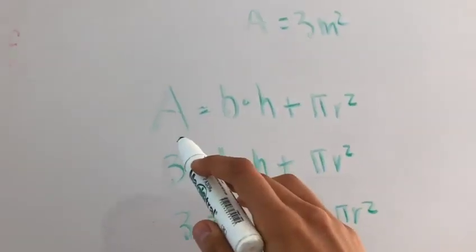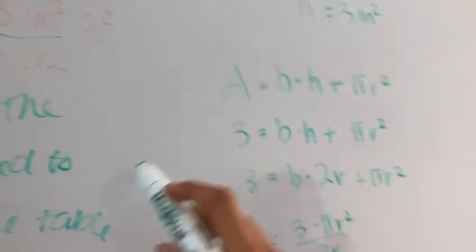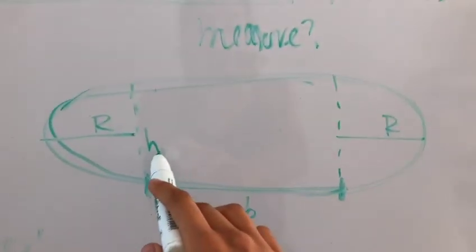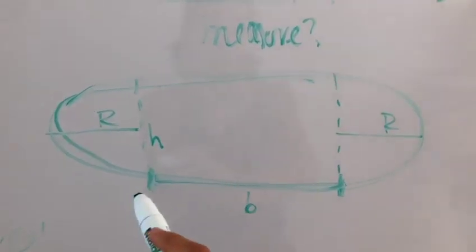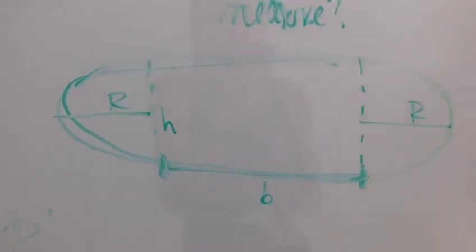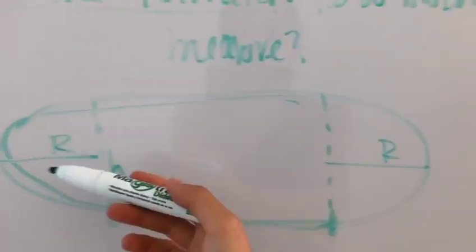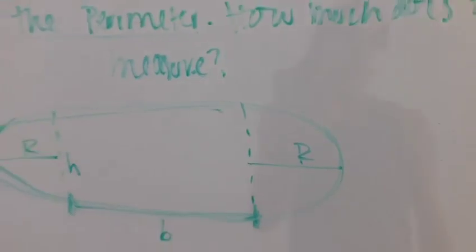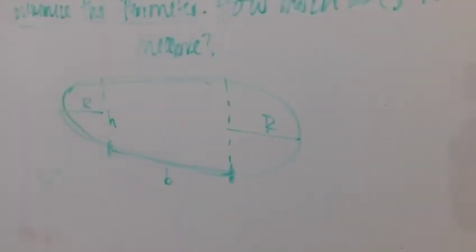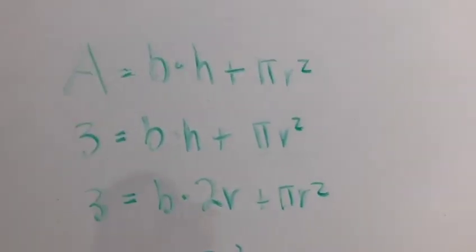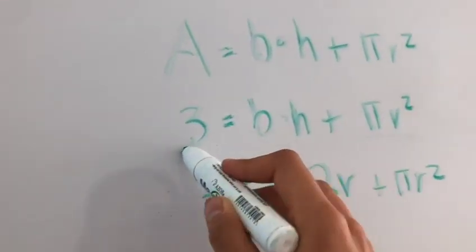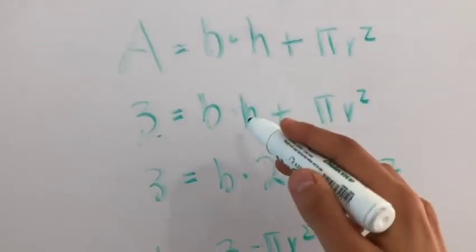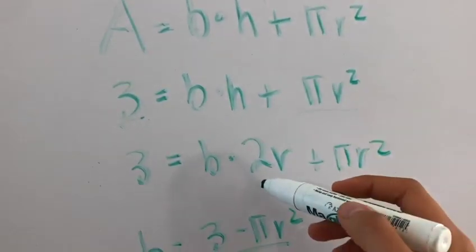So we know that the area of a square is equal to base times the height, and for a semicircle it would be pi times radius squared, and this would be divided by 2 because it's a semicircle, but you can write it down like this. Then we substitute the value of the area in here, and we change the value of the height by writing that this is 2 times r.